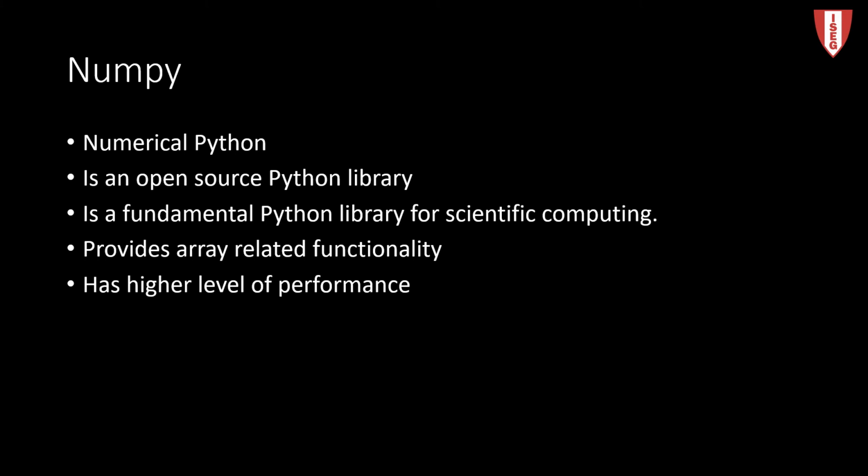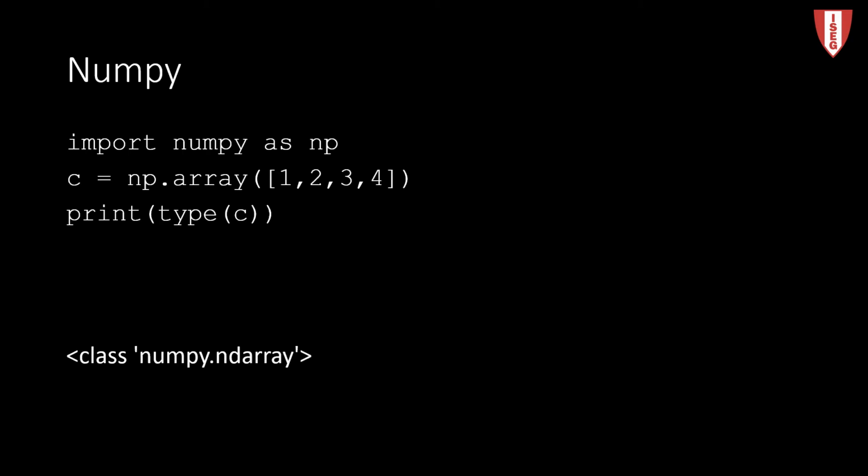NumPy means numerical Python. It is an open source Python library. In fact, it is a major Python library for scientific computing. It provides array-related functionality, and it also has a higher level of performance. The array object in NumPy is called NDArray. NumPy provides many supporting functions that make working with NDArray very easy.